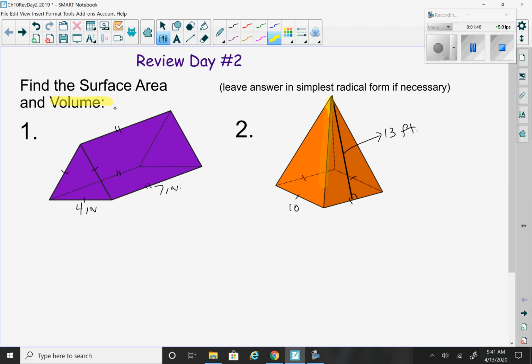So just a couple helpful hints. Go ahead and pause the video and work on your surface area and volume of these two shapes. So pause it.